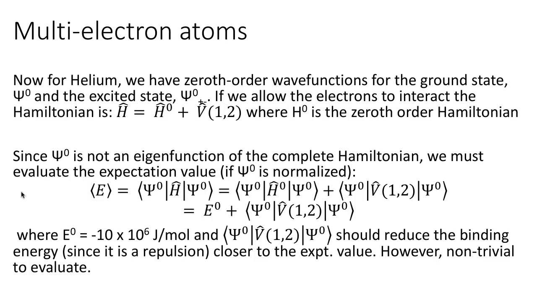Our E0 is, as you recall, around minus 10 times 10 to the 6 joules per mole for helium, for the ground state, remember? And then the other value, since it's an electron-electron repulsion, it will actually reduce the binding energy, which is, if you think about it, back to the experimental value, our experimental value was much less than our 0th order value. So if we're reducing it, we're coming closer to getting to the right energies. But the problem is that integral, that psi 0 V psi 0, is non-trivial to evaluate.